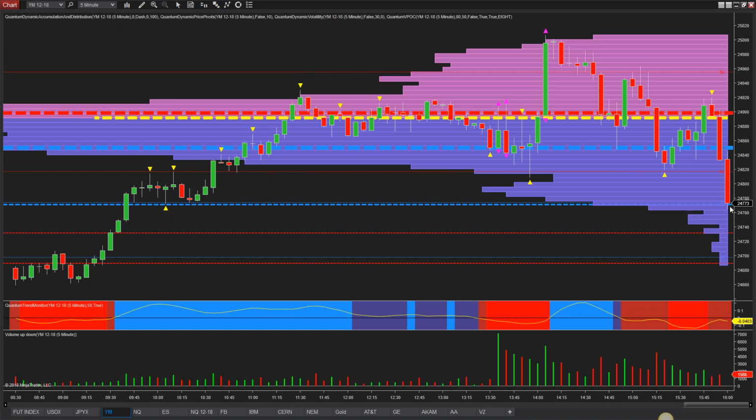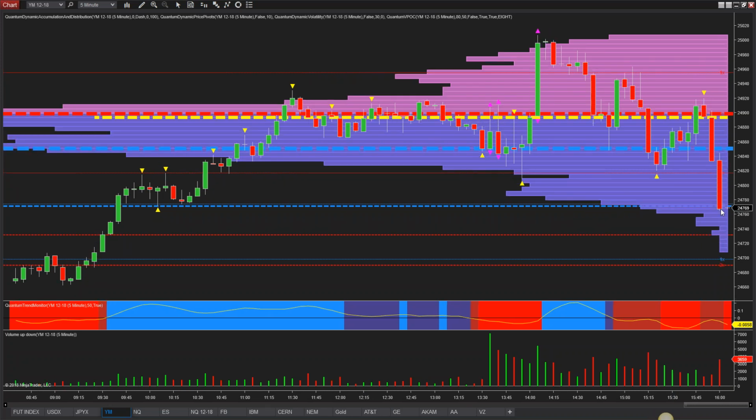Just back on the YM, just testing this platform here. You can see we've got some traditional price support over here as well. So we're going to get through there. Looks as though it's just closing through there as well. That looks pretty nice to me.